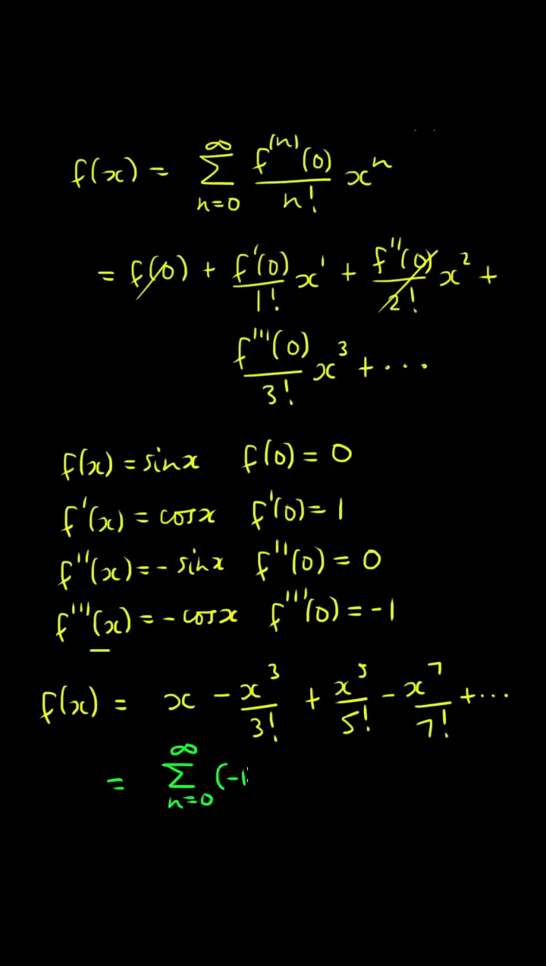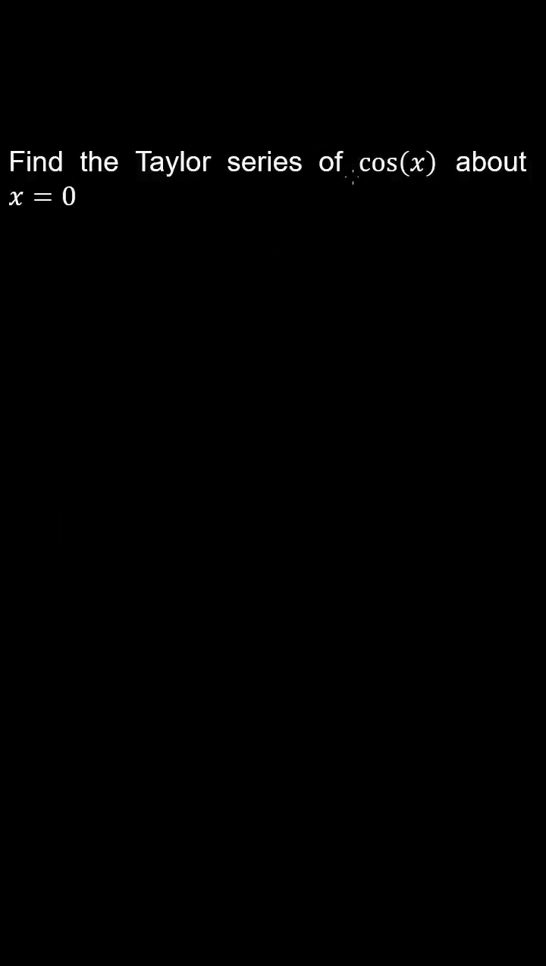So we have minus 1 to the power of n, which cycles through positives and negatives. And then when n equals 0, 1, 2 and 3, we have x to the power of 1, 3 and so on. So that will be 2n plus 1. And then divide this by 2n plus 1 factorial. Because we have 1 factorial for n equals 0, 3 factorial for n equals 1 and so on. And that's our series.